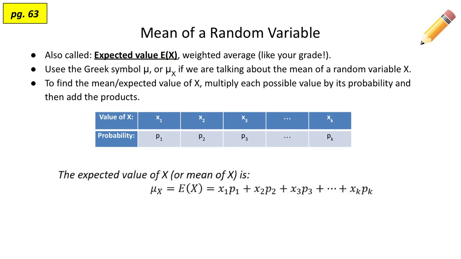To find the mean or expected value of x, we multiply each possible value of x by its probability, and then we add the products. So if this is our probability table, we would multiply x1 times p1, plus x2 times p2, plus x3 times p3, all the way to the end, and that would be our expected value.